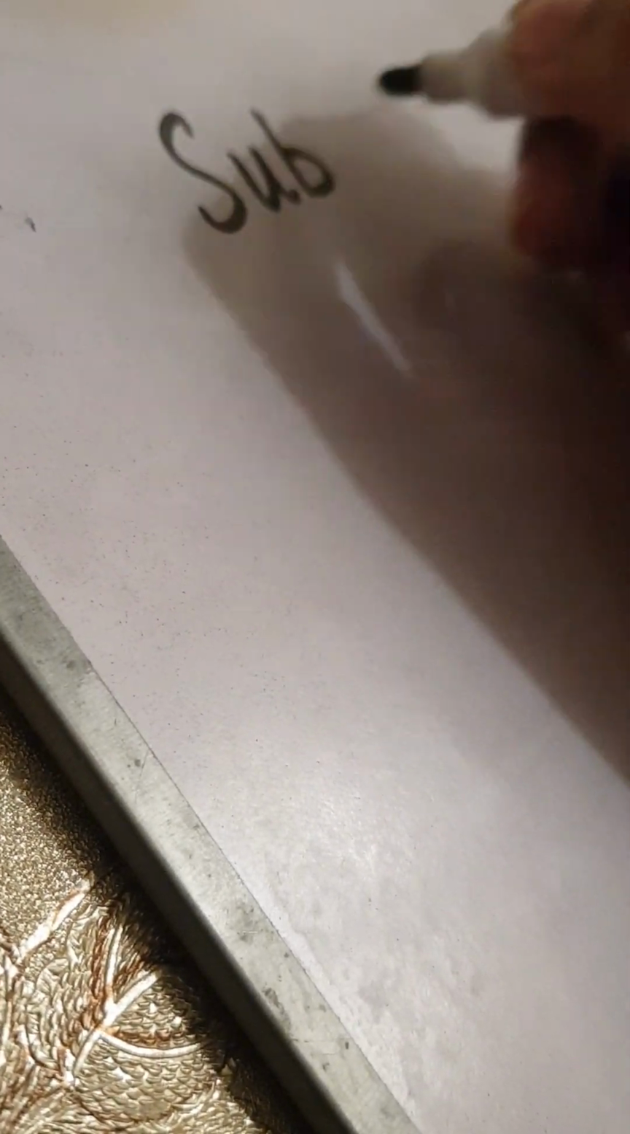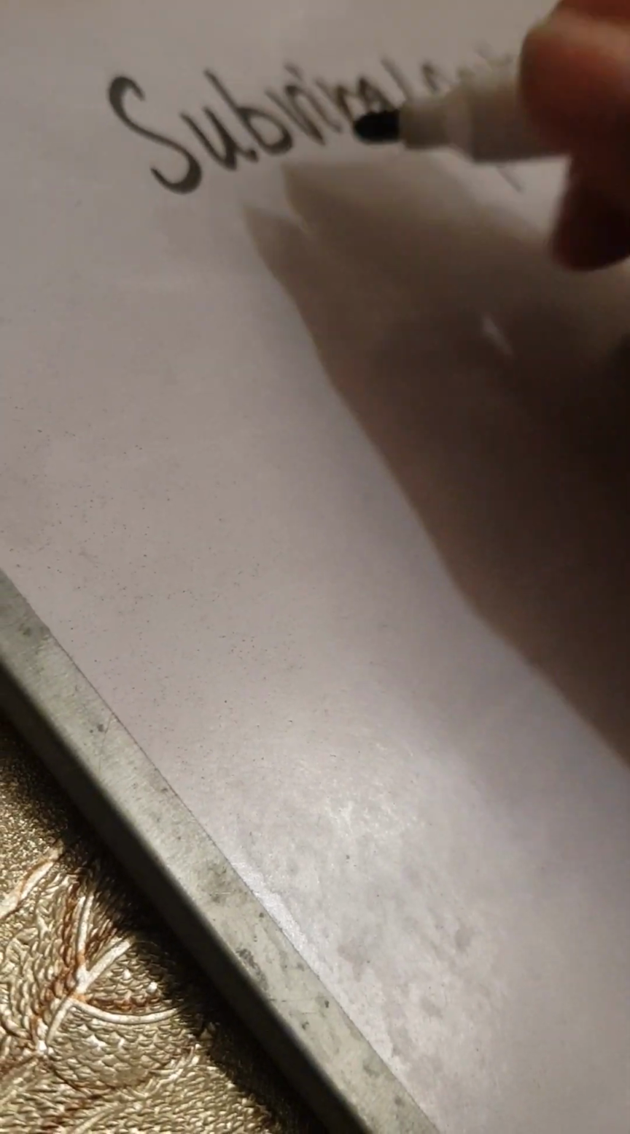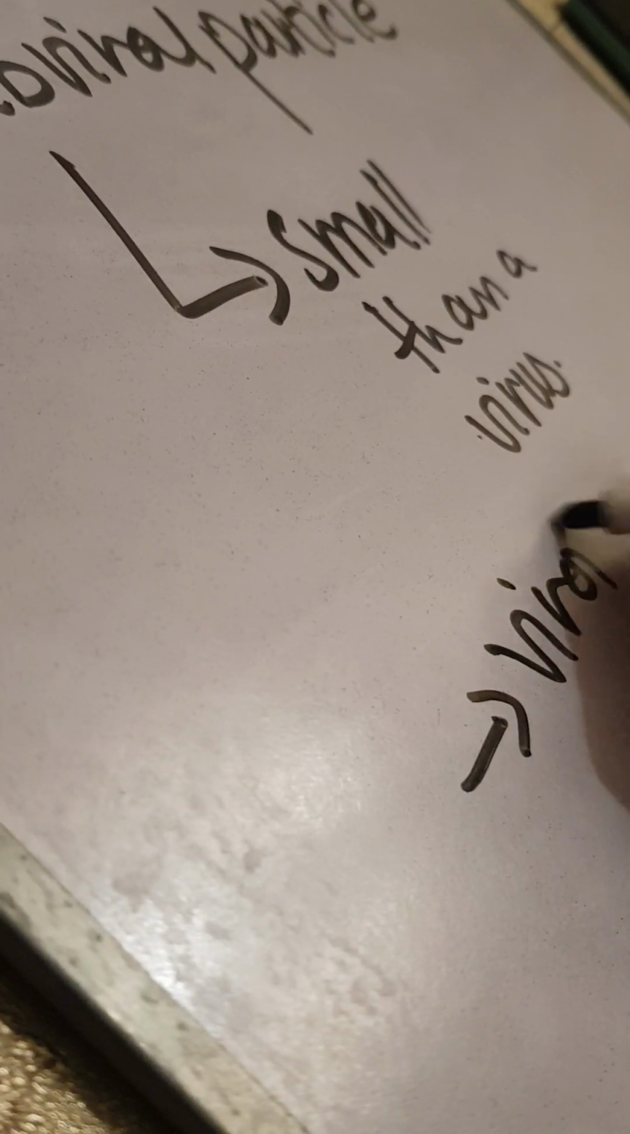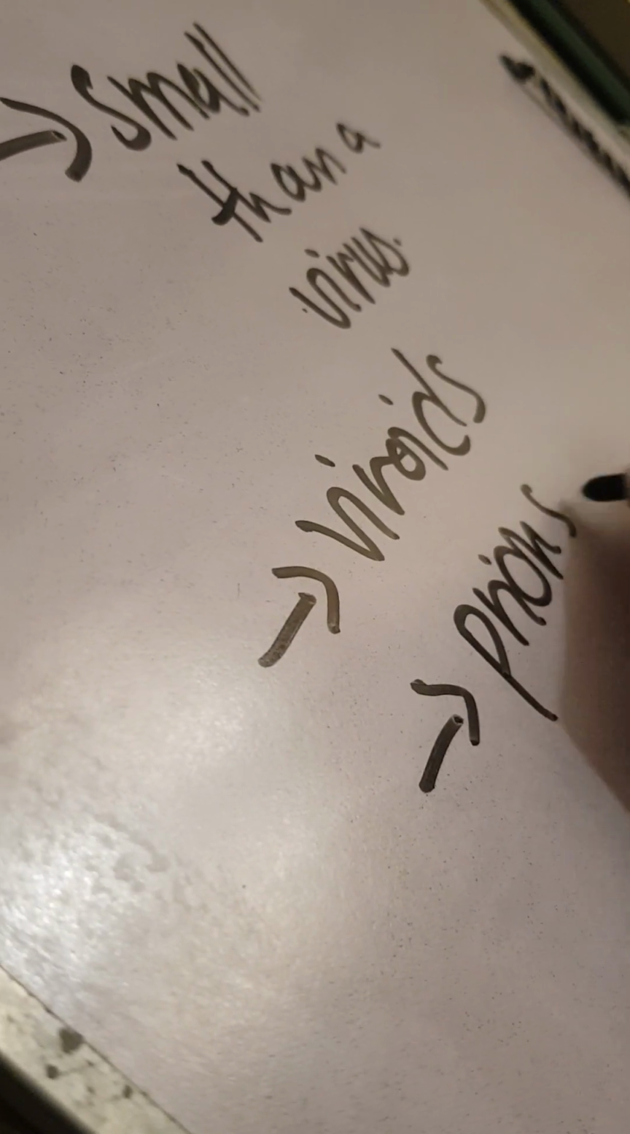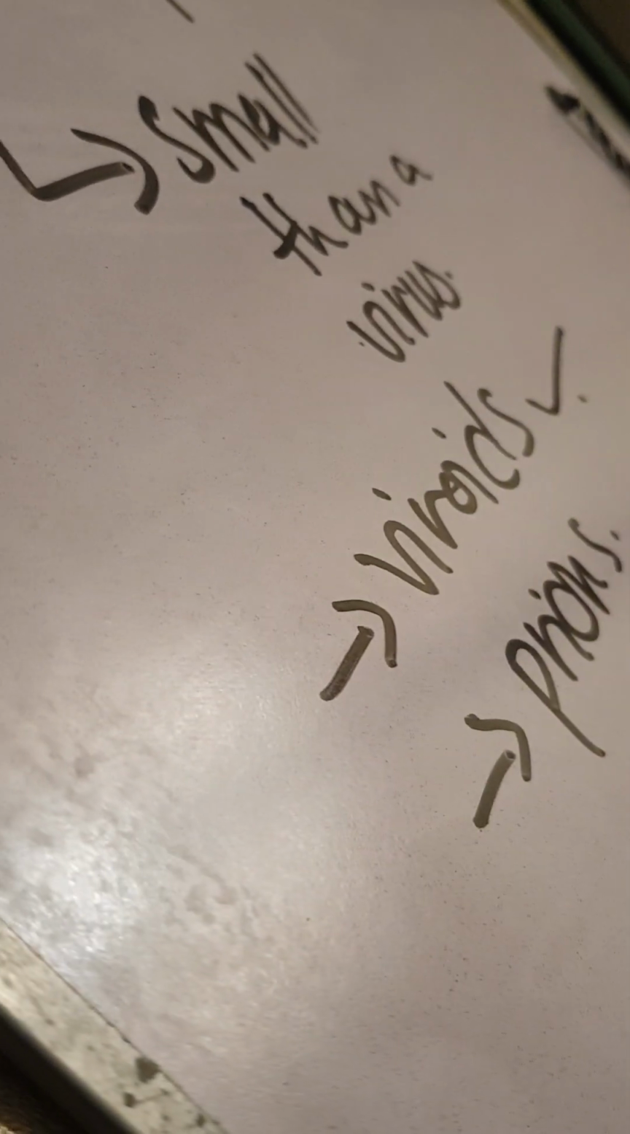About this subviral particle. What does subviral mean? It means particles that are smaller than a virus. Okay, what are these? Number one is viroids and number two is prions. So first of all, let's discuss what viroids are.